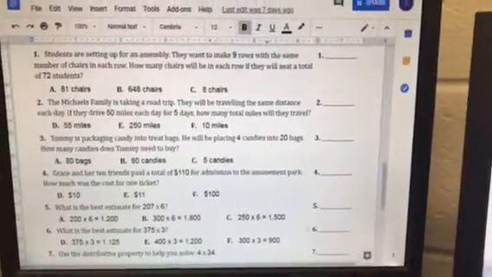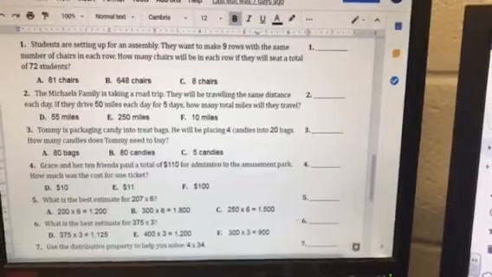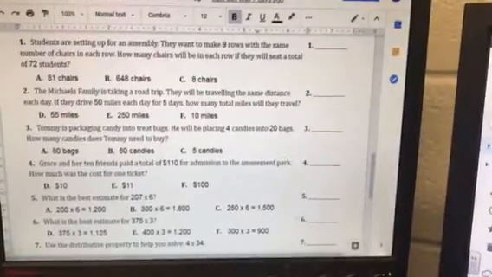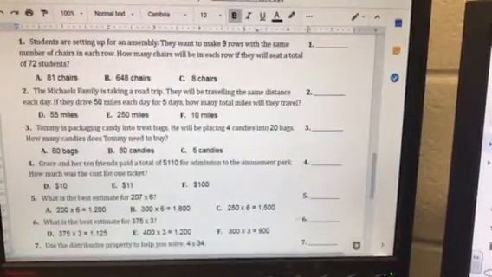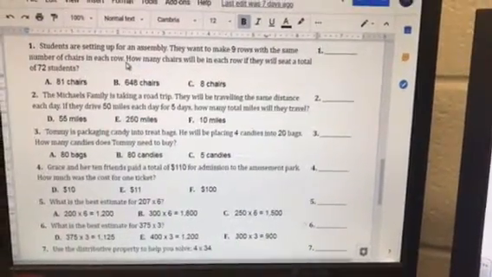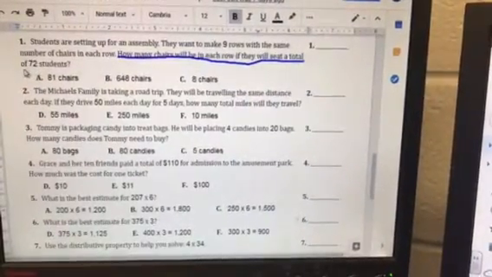For the first problem, we have students setting up for an assembly. They want to make 9 rows with the same number of chairs in each row. How many chairs will be in the row if they will seat a total of 72 students? So I need to underline my question.